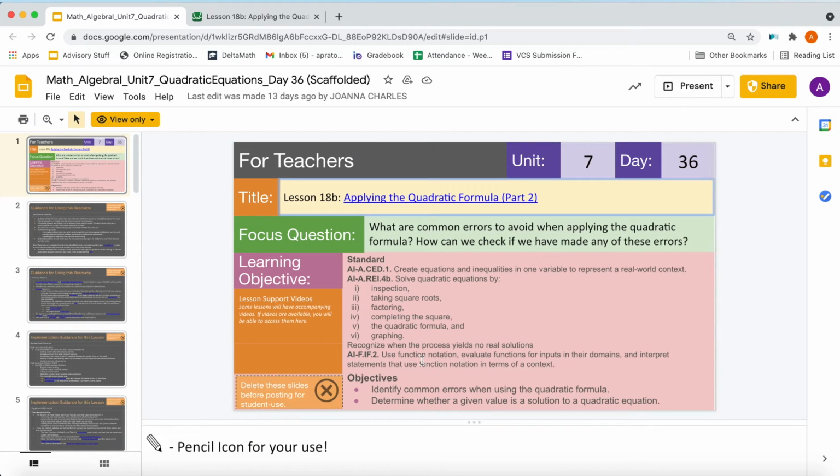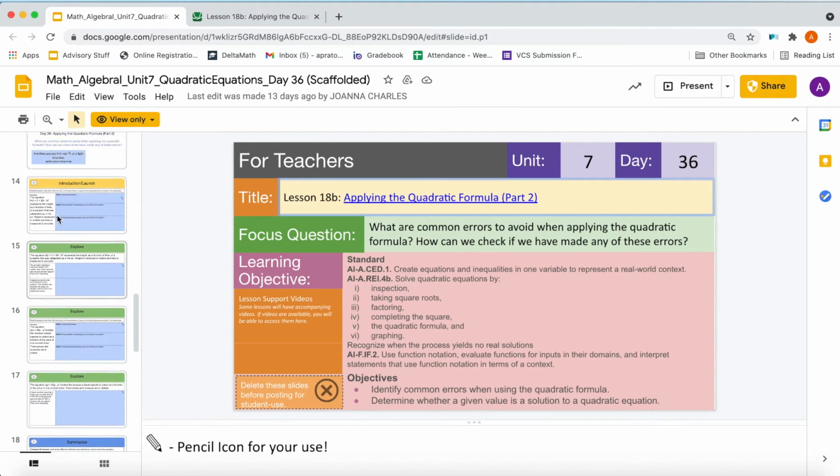In this video, I will show you some strategies that you can use when facilitating Unit 7, Day 36, Lesson 18b, applying the quadratic formula, Part 2. What are common errors to avoid when applying the quadratic formula? How can we check if we made any of these errors?